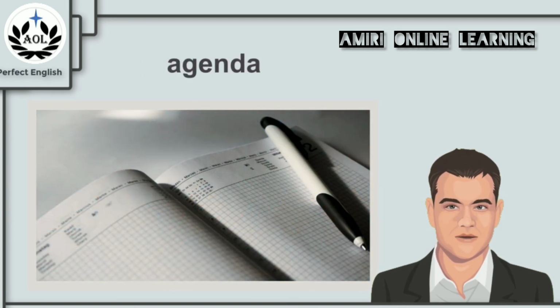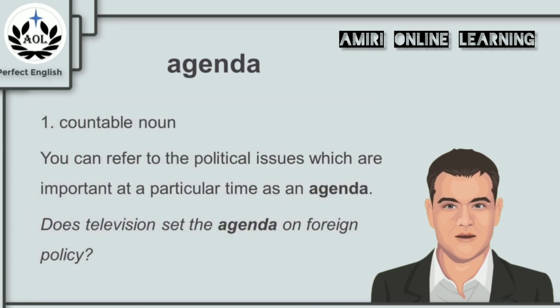When you look at the picture, it is obviously an agenda, and I'm pretty sure that everybody knows the meaning of agenda. But what we're trying to do here is to find out about the other contexts where we can use agenda to different meanings that might be new for you. So let's find out. Now, agenda is a countable noun. You can refer to the political issues which are important at a particular time as an agenda. For example, does television set the agenda on foreign policy? The agenda here meaning the political issues which are important. So it is not exactly this kind of notebook in this context.